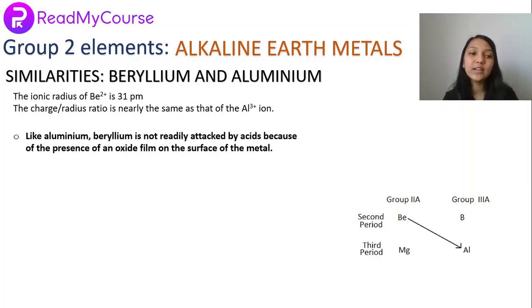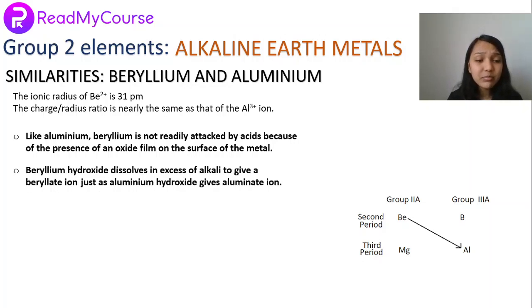And like aluminium, beryllium is not readily attacked by acids because of the presence of the oxide film on the surface of the metal. Yes, we discussed this as well when we discussed the reactivity towards air. And beryllium hydroxide dissolves in excess of alkali to give the beryllate ion, just as aluminium hydroxide reacts with excess of alkali to give the aluminate ion.